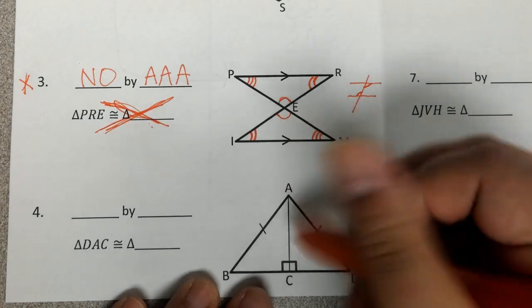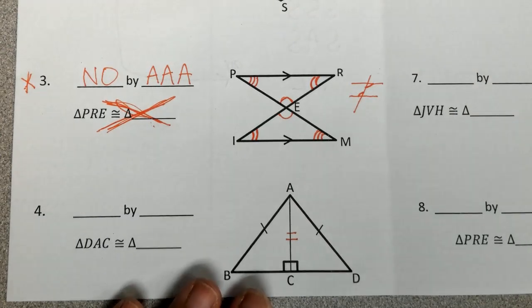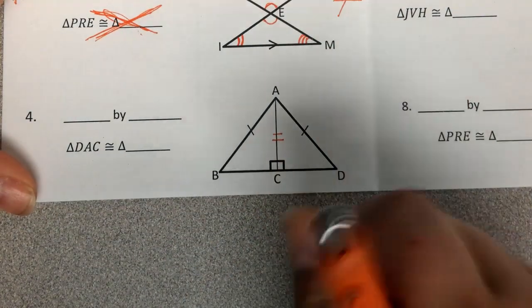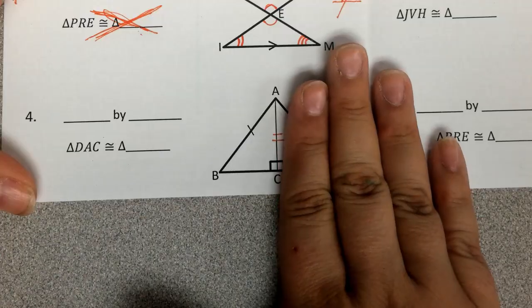AC, I have the reflexive property. Add tick marks. AC is my reflexive property. Add tick marks. And what do I have here? Look at one side only. One triangle only.